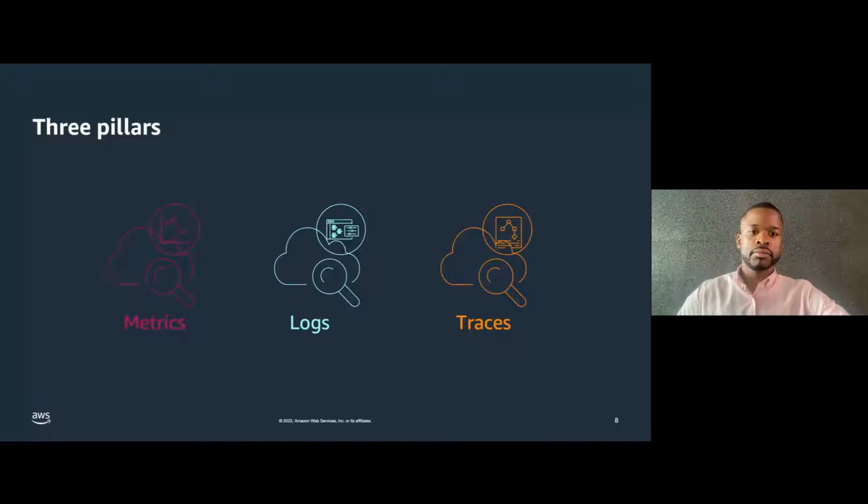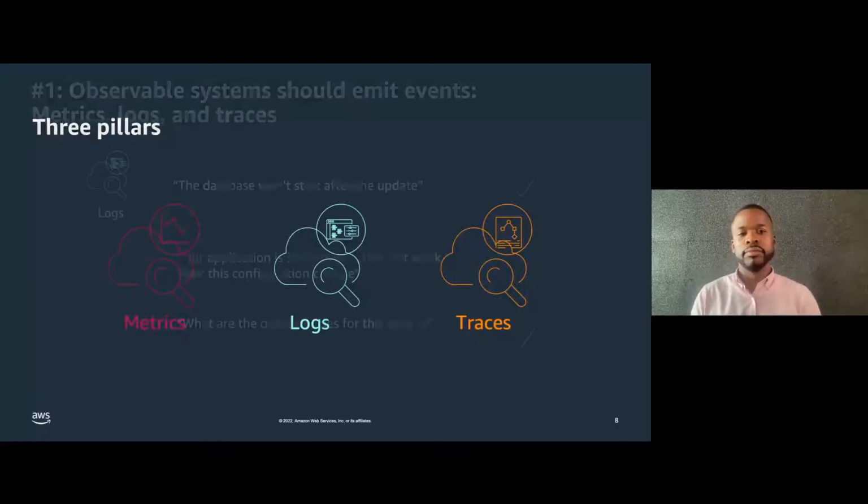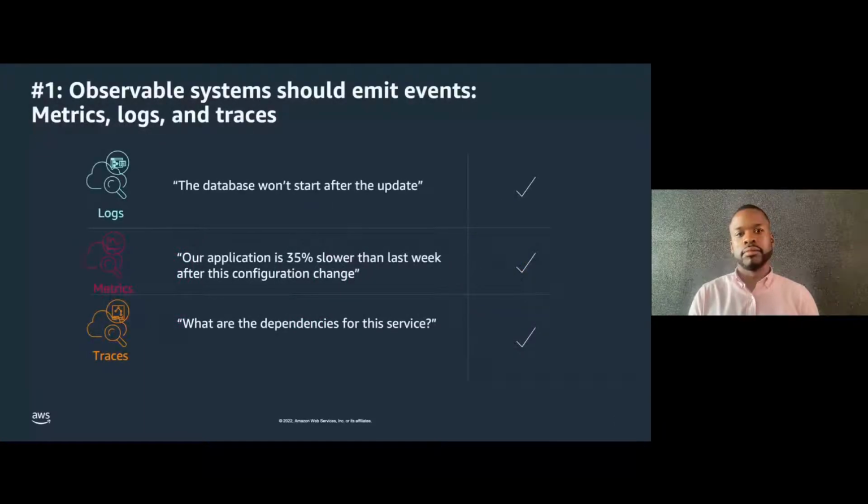So those are the three pillars of observability. And there are some examples of those. For logs, the database won't start after an update, for example. Metrics, we know that our application is 35% slower because we are measuring it. So with that, we are able to get the metrics. And traces, what are the dependencies for the services?